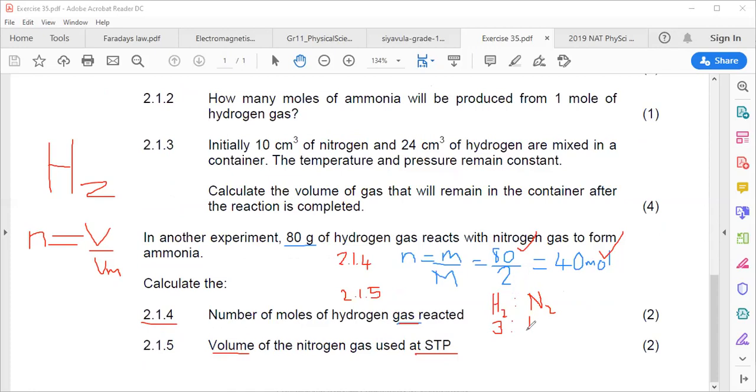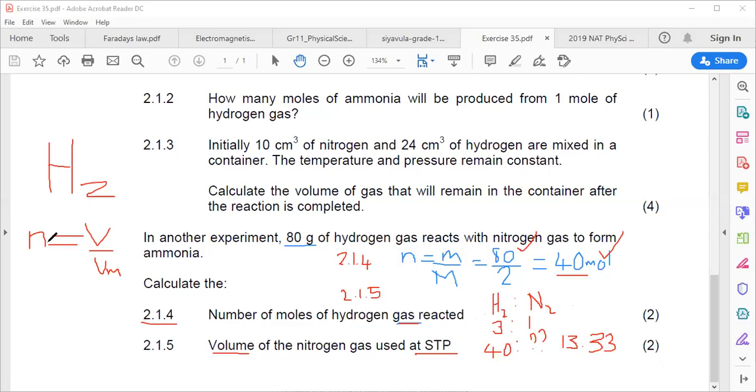And here, how much do I have? Hydrogen, how many moles do I have? I've got 40. So if I've got 40, how much must I have this side to correspond to the ratio 3:1? 120? No. I expect to get a smaller number than 40 because of 3:1. This one must be less. So I'm going to divide 40 by 3. So I'm going to get 13,33. It recurs. So the number of moles of nitrogen is 13,333.